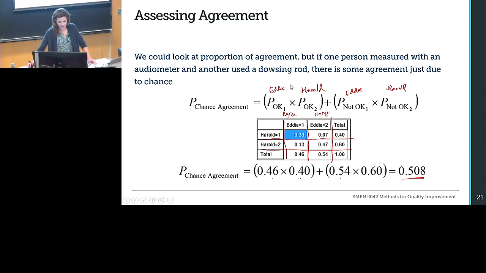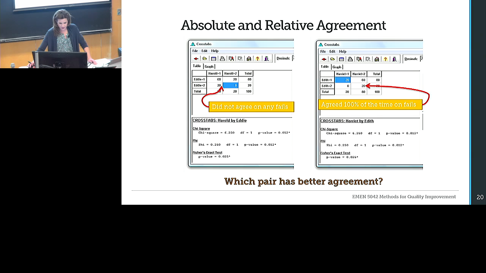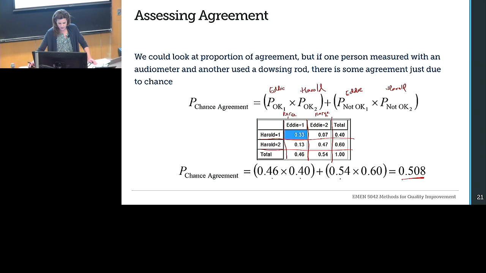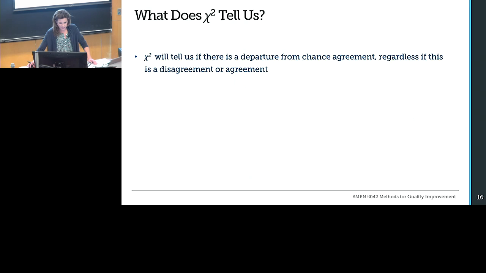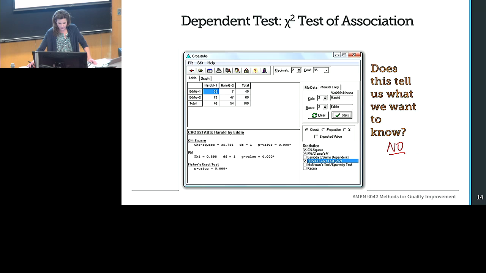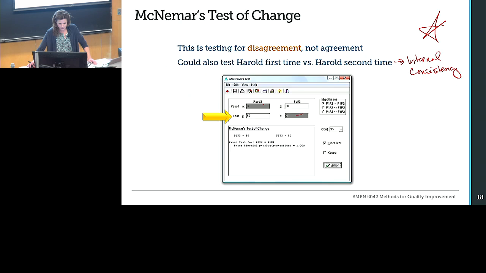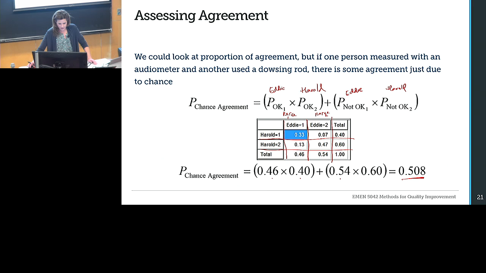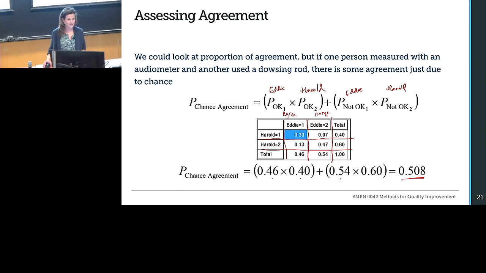So you can see back here, it doesn't show it, Harold and Eddie up here. Okay, well, they agreed 80% of the time. Do you remember that? They agreed on 80% of the radios. Maybe it was on the second slide here, but we can see it here. 33 and 47 is 80, right? Just checking. That's a calculation you could just do by hand, but to make your life easier, just let the software figure it out.